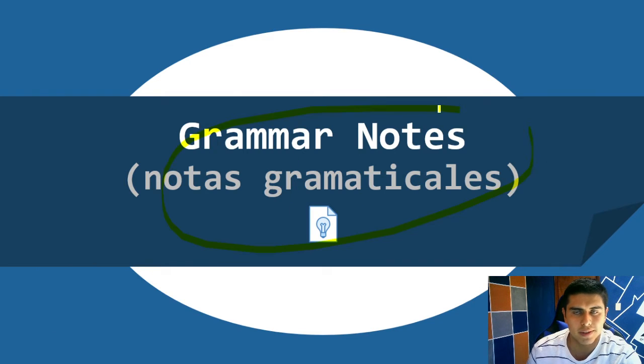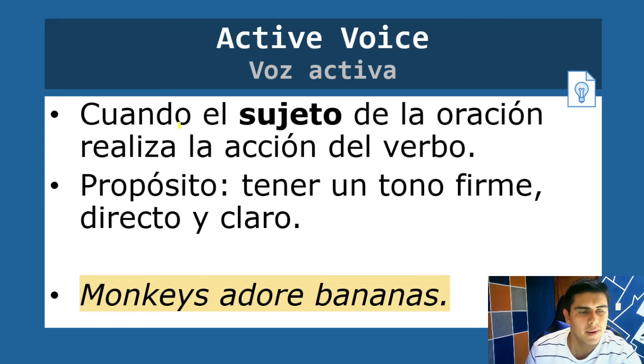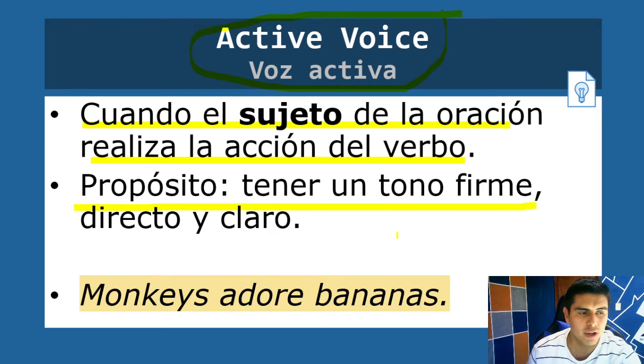First, we're going to see some grammar notes. And this is something really important here. Cuando el sujeto de la oración realiza la acción del verbo, estamos hablando de active voice, activa. So what is the purpose of this? The purpose is to have a firm tone, to be direct and clear. Okay, so let's see this example below.